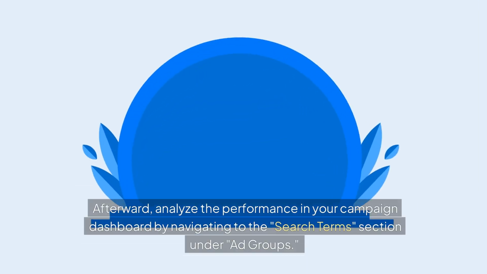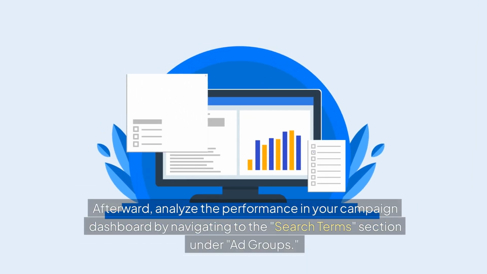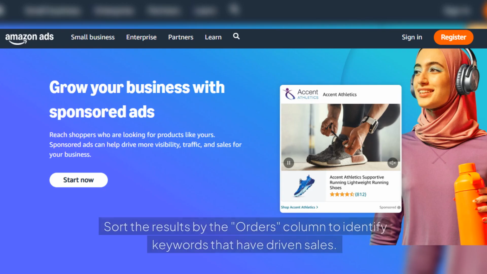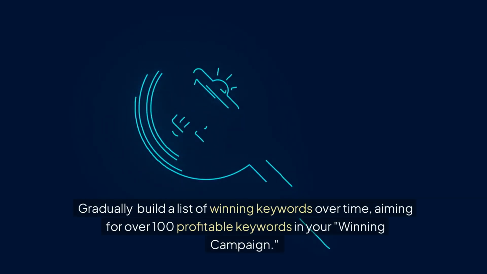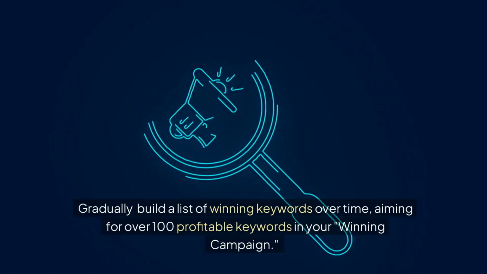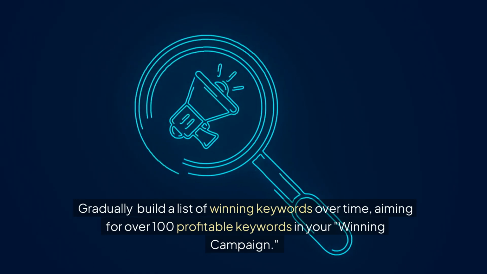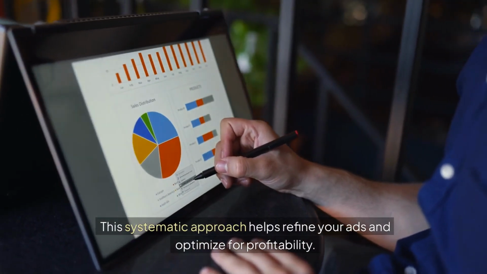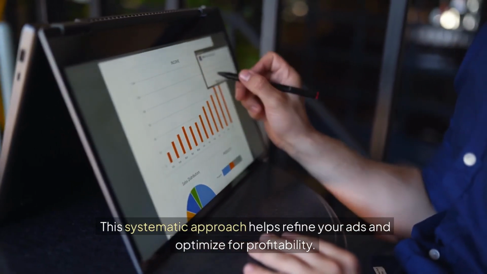Afterward, analyze the performance in your campaign dashboard by navigating to the Search Terms section under Ad Groups. Sort the results by the Orders column to identify keywords that have driven sales. Gradually build a list of winning keywords over time, aiming for over 100 profitable keywords in your winning campaign. This systematic approach helps refine your ads and optimize for profitability.